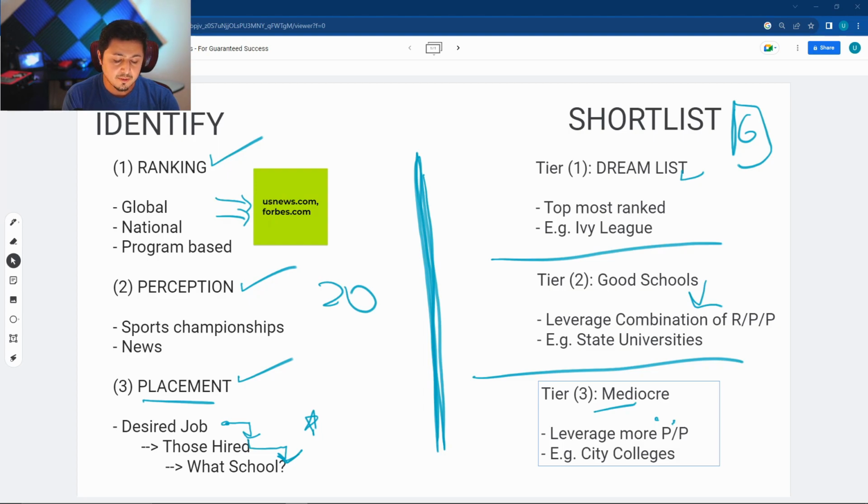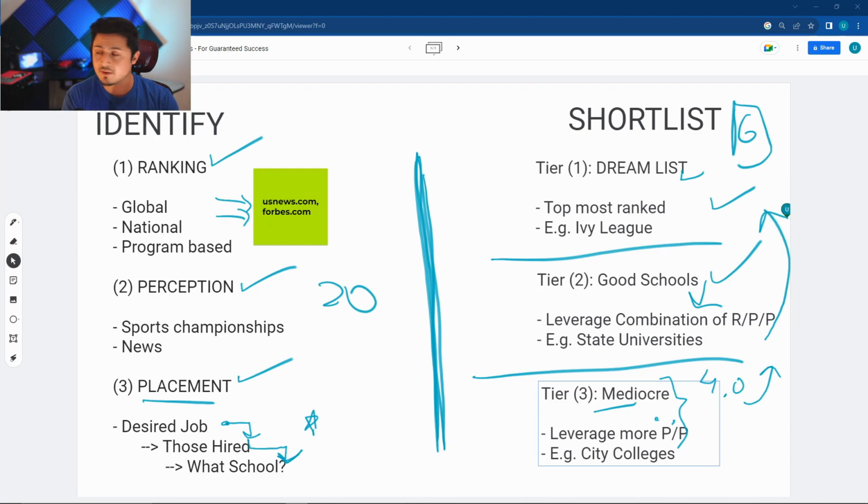Now, what you need to remember is that Tier 1, if you get into Tier 1, you're obviously going to say yes. Tier 2, again, most likely you're going to say yes. The only reason you're going to say yes to a Tier 3 school is so that you get a 4.0 GPA in your first semester and you get out of there. You transfer out to a Tier 2 school or a Tier 1 school.